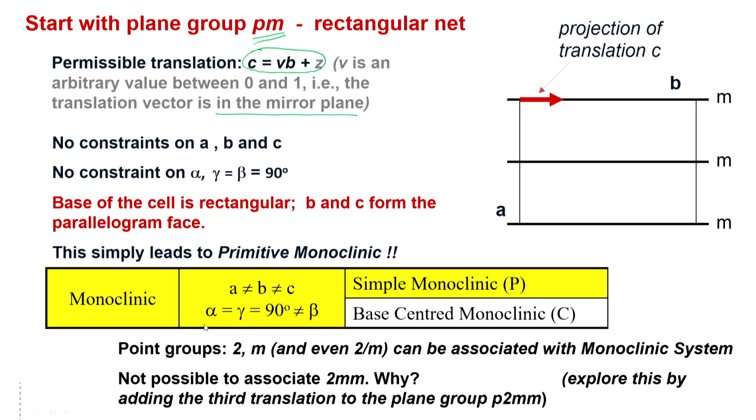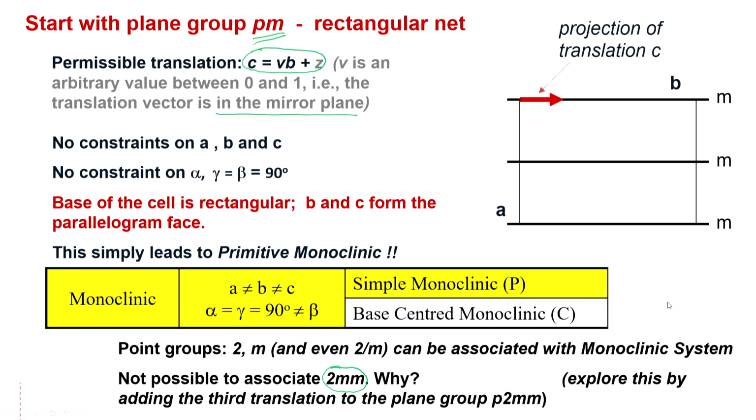Before I go into that, point groups 2, m and also 2 by m can be associated with the monoclinic system. However, it is not possible to associate 2mm. This I will leave as a problem for you to do: start with the plane group 2mm and add a third translation to figure this out. 2 by m is also accommodated. This we will see a little later, why 2 by m is getting accommodated.